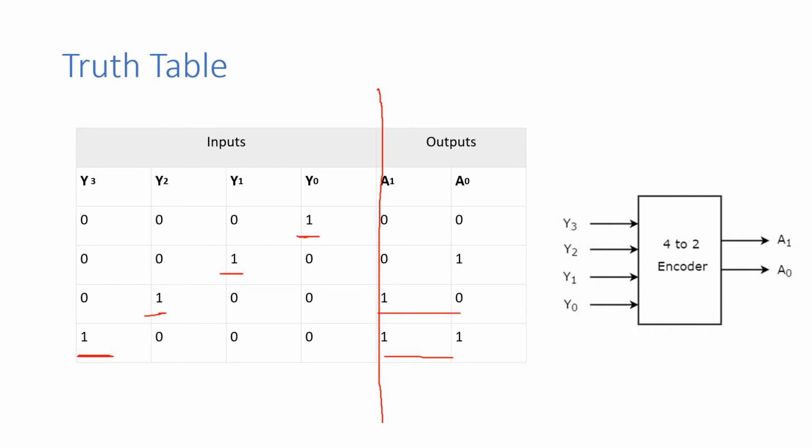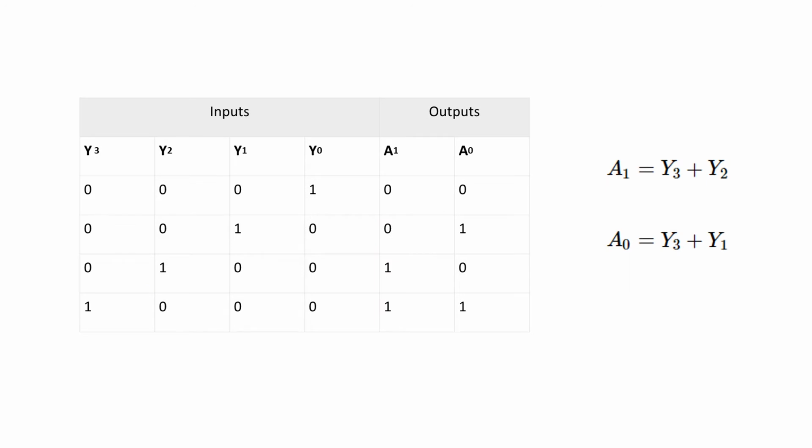Now let's make the boolean functions for a1 and a0, which are the outputs of the encoder. Let's figure out the boolean function for a1. We need not make a K-map for this simple truth table; it is not required. We can clearly understand it, and if you have any problem with understanding the truth table directly, you can go for K-maps. So let's see the function a1.